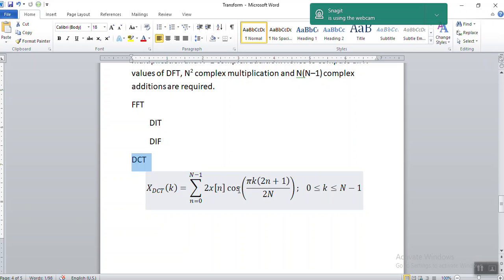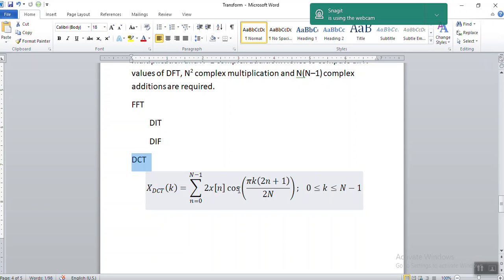Depending on the even symmetric extension of x of n, different DCTs are there. Those DCTs are known as DCT 1, DCT 2, DCT 3 and DCT 4. Out of these four, the most popular DCT is DCT 2, and this is also known as even symmetric DCT, or in short DA DCT.